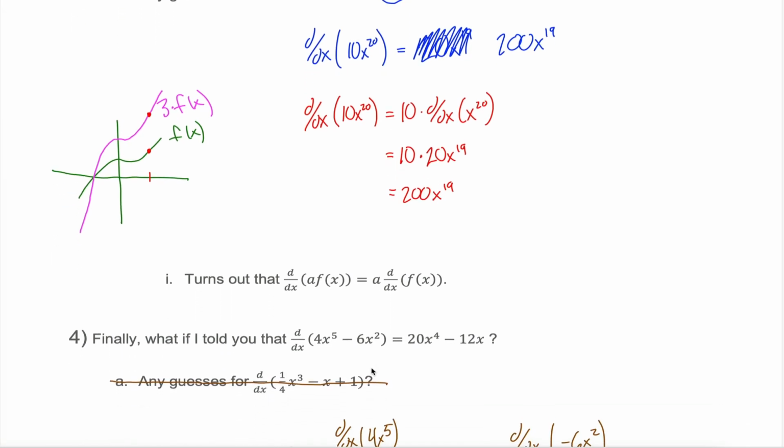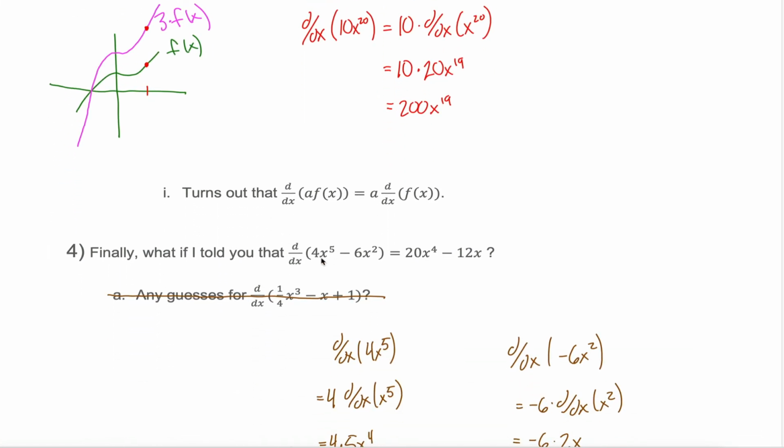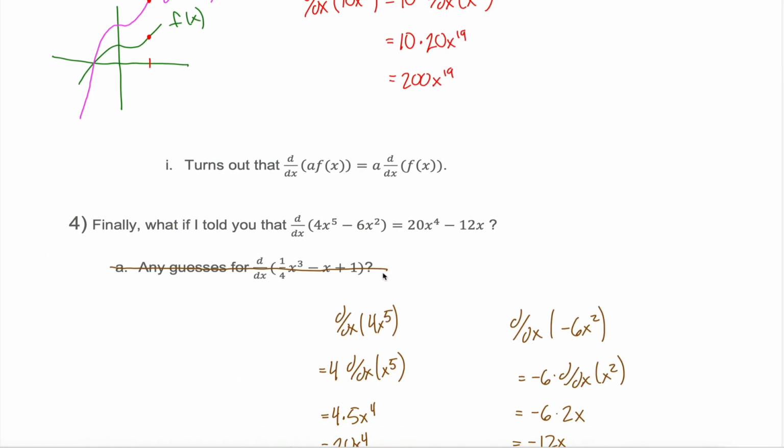And then finally, when you have sums and differences, like the derivative of 4x to the 5th minus 6x squared, if you understand that we can just take the derivative of each of the terms individually, the derivative of 4x to the fifth using our power rule and our coefficient rule gives us the 20x to the fourth, and the derivative of negative 6x squared gives us the negative 12x, then you've picked up everything you need for this video.